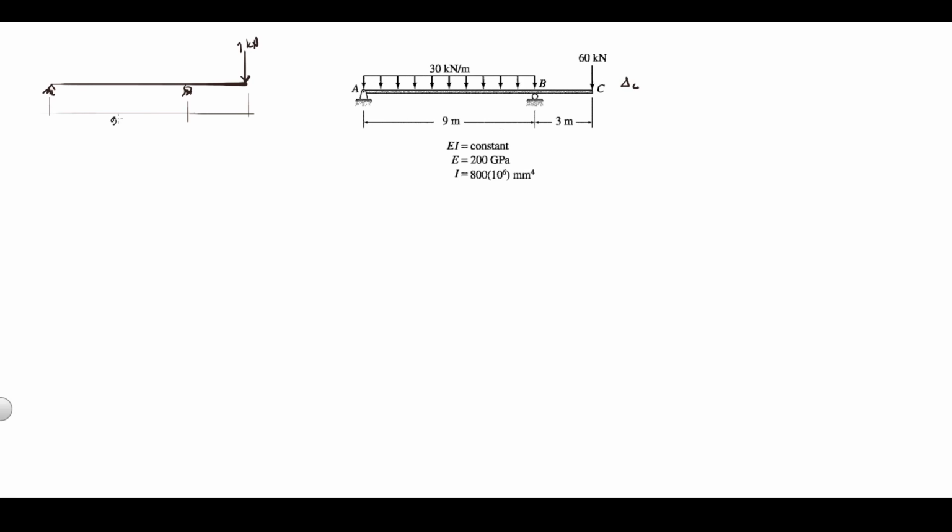Okay, so let me complete the figure here for the virtual system. So we have here 9 meters and 3 meters, so point A, point B, point C. So for segment AB, let's say sa point A tayo magsisimula. So this is our origin. So X natin from point A to point B.